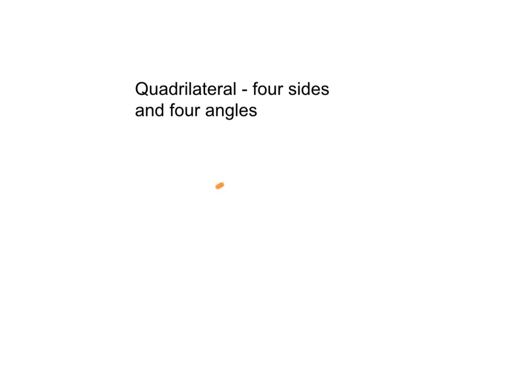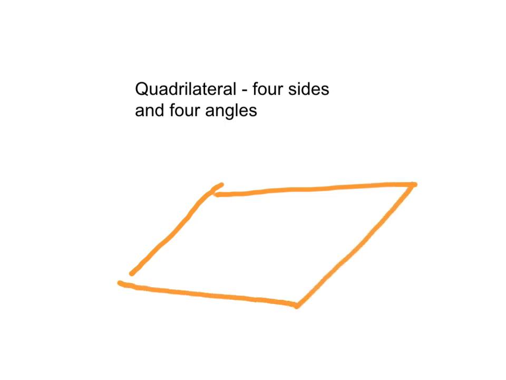So this here is an example of a quadrilateral. 1 side, 2 sides, 3 sides, and 4 sides. That here is a quadrilateral. 4 sides, and as you can see, 1, 2, 3, and 4 angles. It must be a closed plane figure.